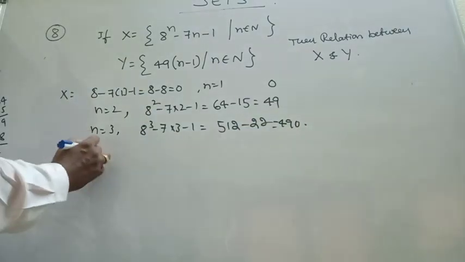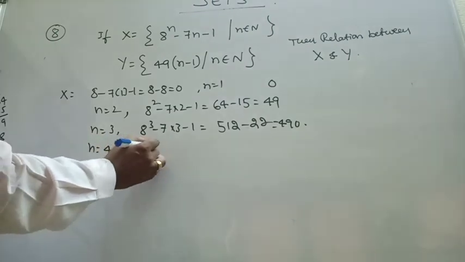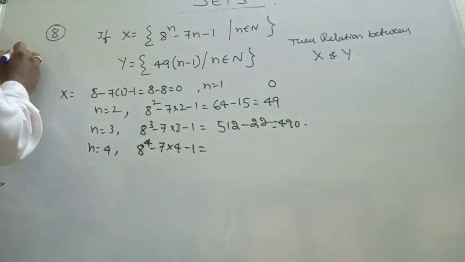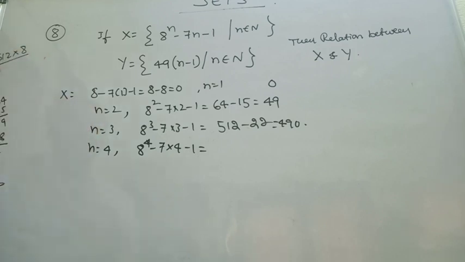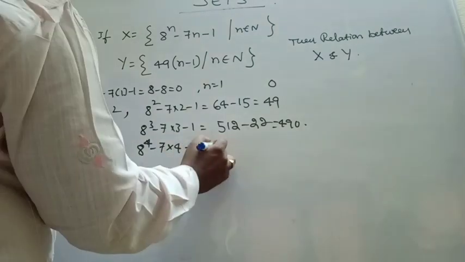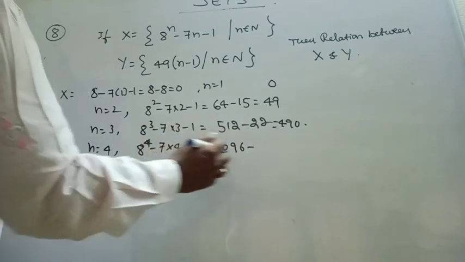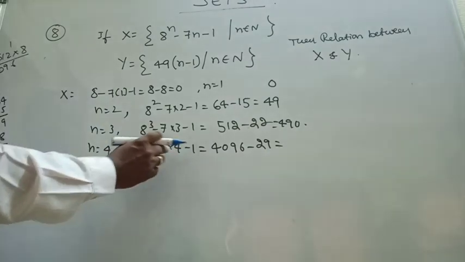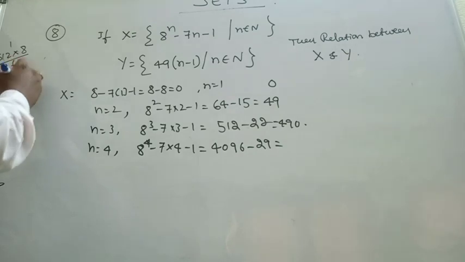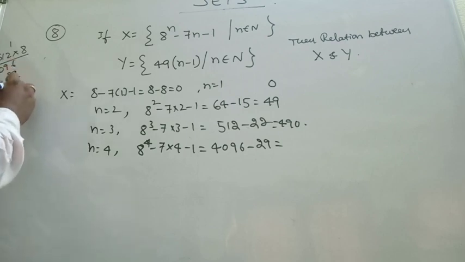Wonderful. Now when n is equal to 4, we take 8 power 4 minus 7 into 4 minus 1. 8 cube is 512, and 512 into 8 is 4096. Then 4096 minus 29, since 7 fours are 28, minus 1. So 4096 minus 29 gives 4067.